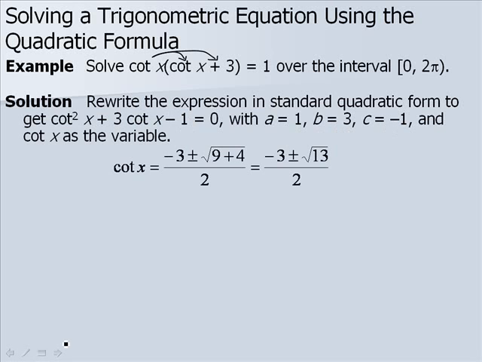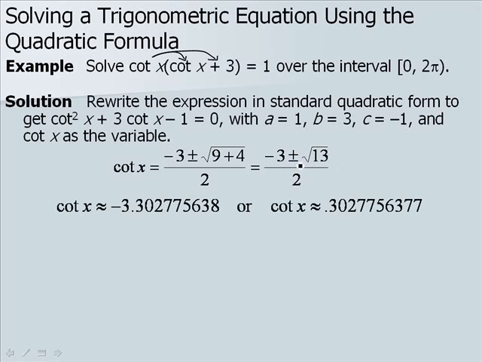Cotangent of x is the variable, so we want to plug those values for a, b, and c into our quadratic formula and work this out. And when we do, we'll get that cotangent of x is equal to negative 3 plus or minus the square root of 13 over 2. Now, when we work this out, we'll do both values, negative 3 plus square root of 13 over 2, to get our positive value here. And we'll do negative 3 minus square root of 13 over 2 to get our negative value here for cotangent of x.